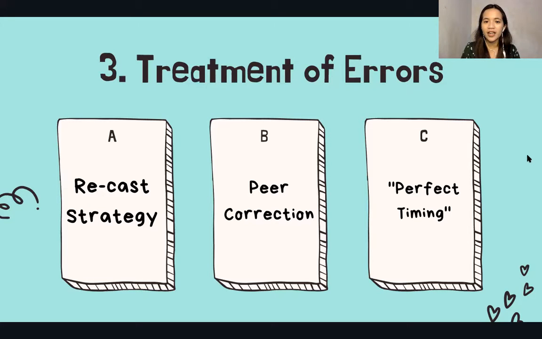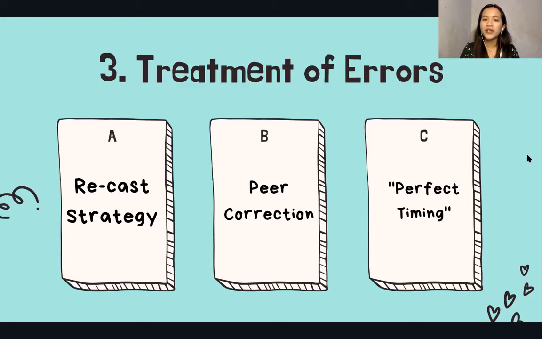Then third is the treatment of error. So how do I correct my students? I use three strategies for this. We have the recast strategy. Whenever my students commit an error, I would repeat the phrase or the sentence that contains the error so that it would be corrected. For example, if my student says, "Miss, I need to record my video now for the MPT," I would rephrase what he said. I would say, "Do you mean you want to record your video for the MPT?" That is the recast strategy.